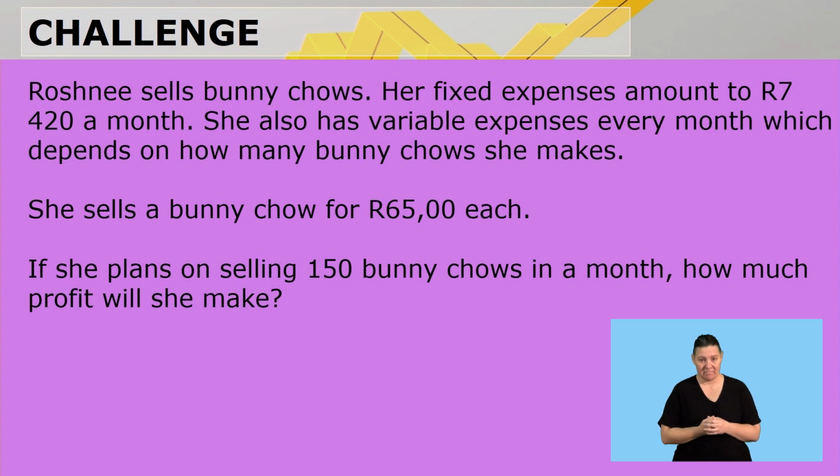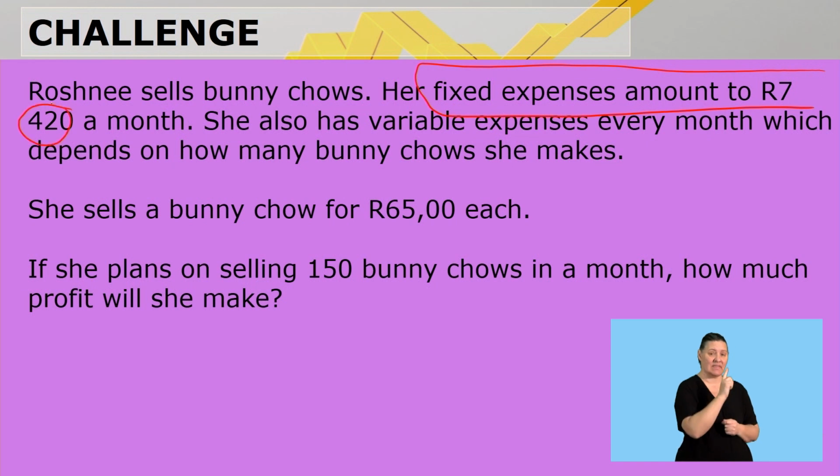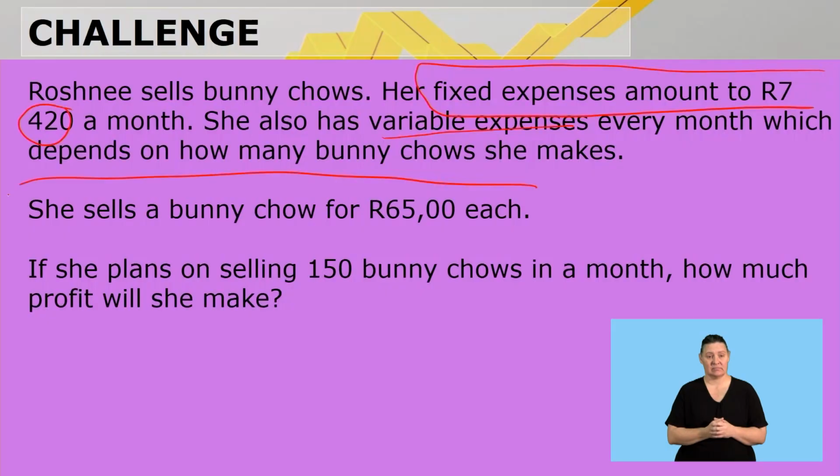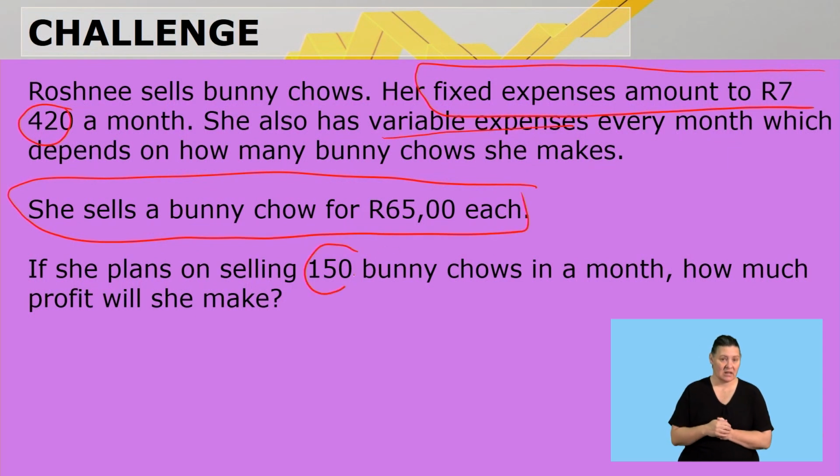So, what do we have here? Fixed expenses, 7,420. Her variable expenses depends on the number of bunny chows she's making, and her selling price is 65 Rand. So now we want the profit for 150 bunny chows.